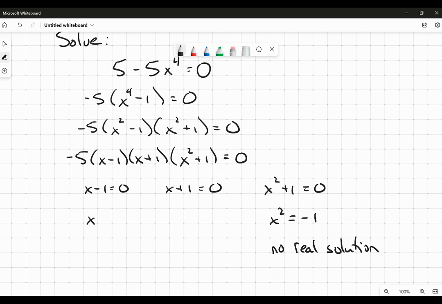So we're going to get no real solution here. But over here, I bring the 1 over, I will get positive 1. I bring the 1 over here, and I will get x equals negative 1. And so here are my two solutions.